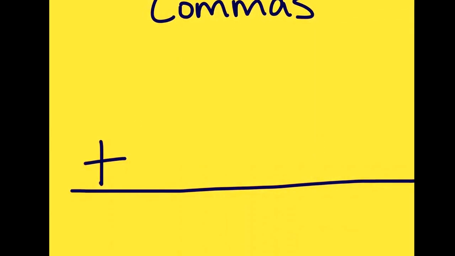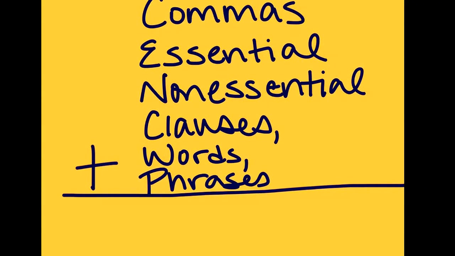Okay, in this lesson we're going to learn all about commas and essential and non-essential clauses, words, and phrases. We're going to start with non-essential clauses. And this has been adapted from the Grammar Bites page on the essential clause and the Purdue Comma Rules page. Let's look at clauses first.